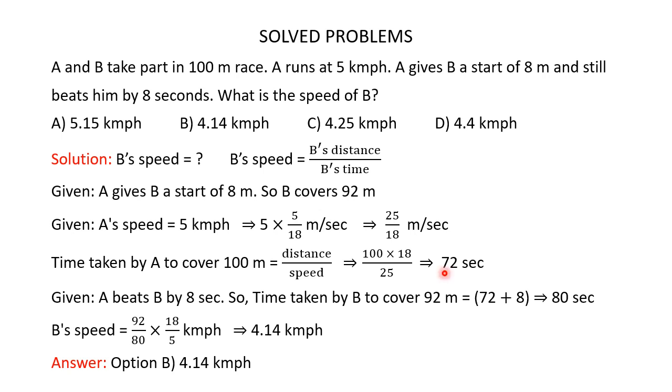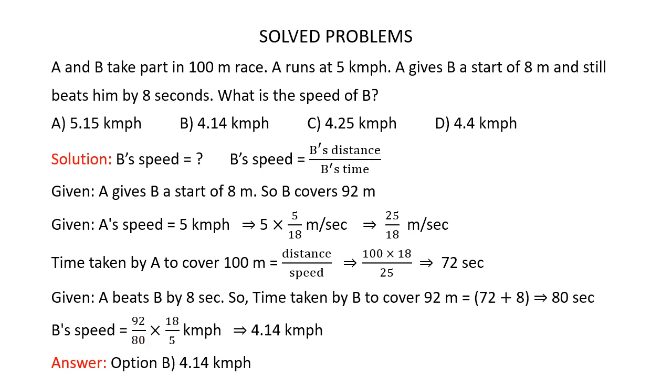We know that A takes 72 seconds to reach the winning point and B takes 8 seconds more than A to reach the winning point. So time taken by B to cover 92 meters is 72 plus 8, which is 80 seconds. So this is B's time. Now we know that B's distance is 92 meters and B's time is 80 seconds. Substituting these values in this formula here, we get B's speed is equal to 92 by 80.